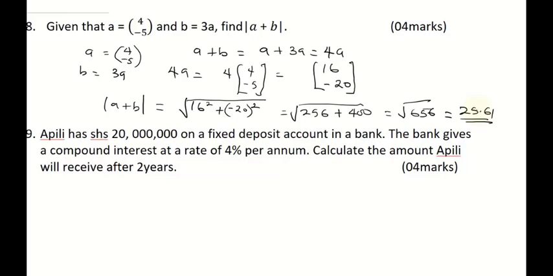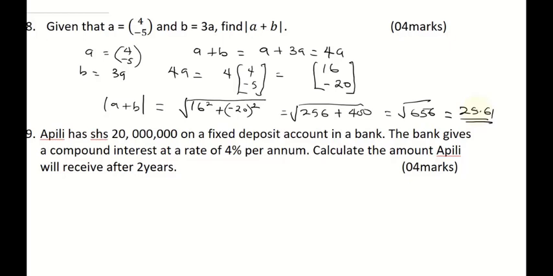Question 9 says, Apili has 20 million shillings on a fixed deposit account in a bank. The bank gives a compound interest at a rate of 4% per annum. Calculate the amount Apili will receive after 2 years.